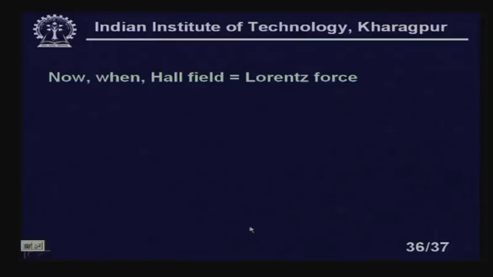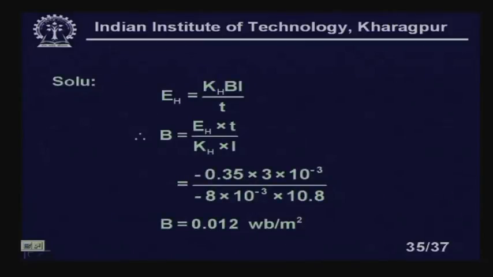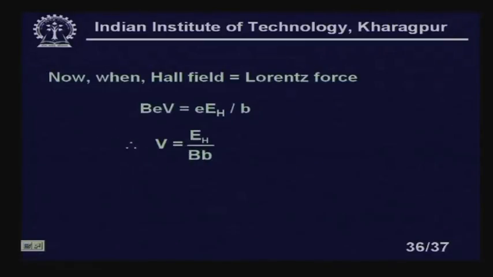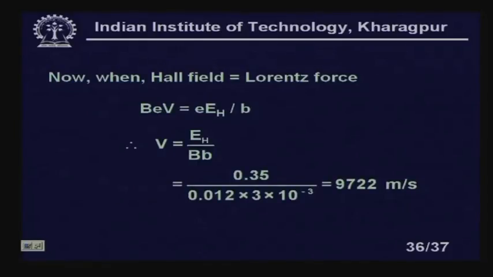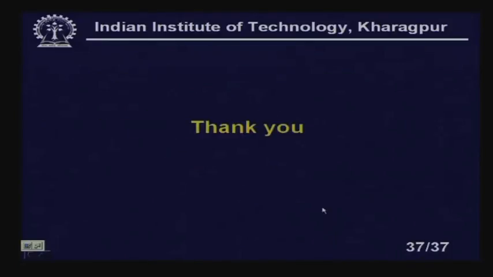Now, the Hall field and Lorentz force must balance. So, I can write that v is the velocity of the electrons inside the Hall sensor, so EH equals B v, hence v equal to EH by B times the dimension of the plate. This will give you the speed of the electrons as 9722 meter per second, right. These are all the dimensions of the Hall plates.